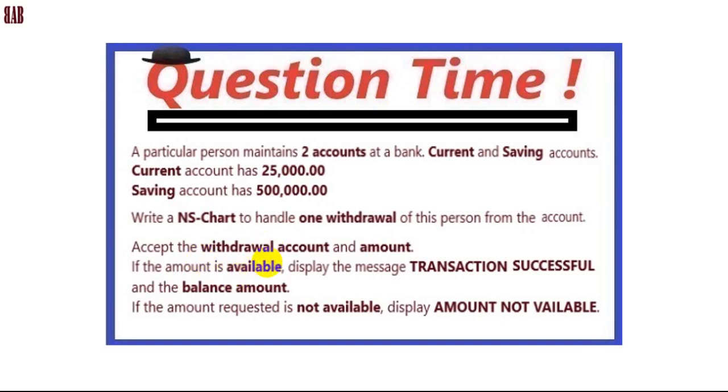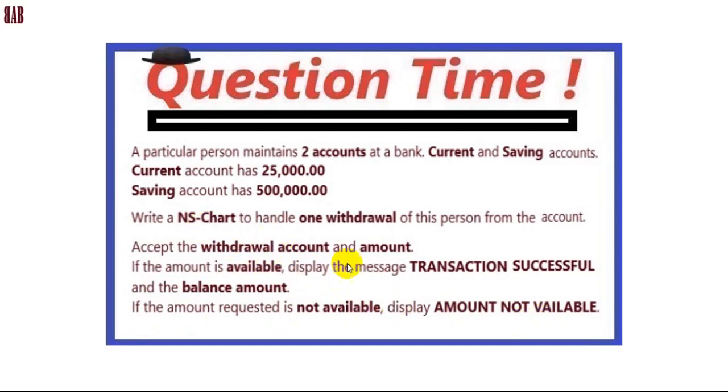If the amount is available to give, so for example, if it is the current account, up to 25,000 he can withdraw. If it is the savings account, up to 500,000 he can withdraw. So if the amount requested is more than the amount available in that particular account, then you can't give. Then you have to say amount not available.